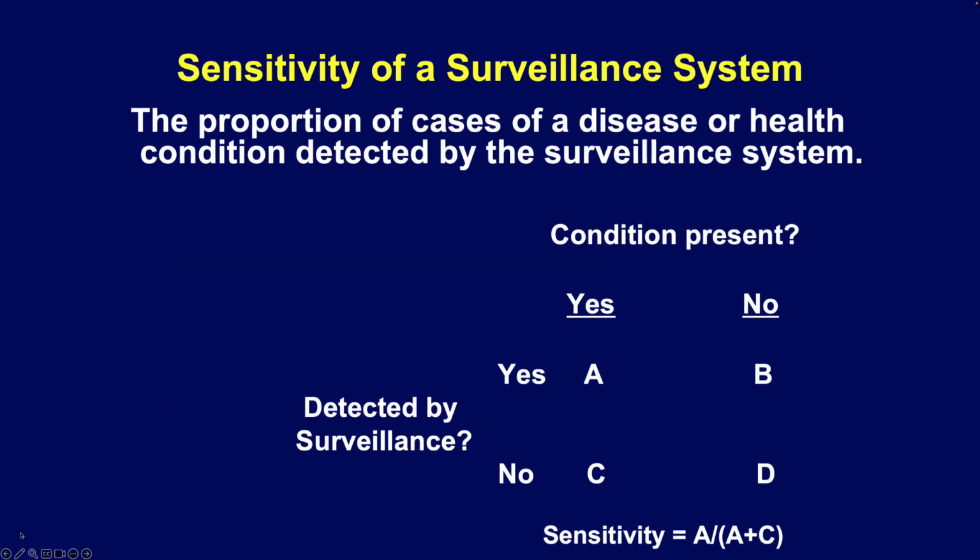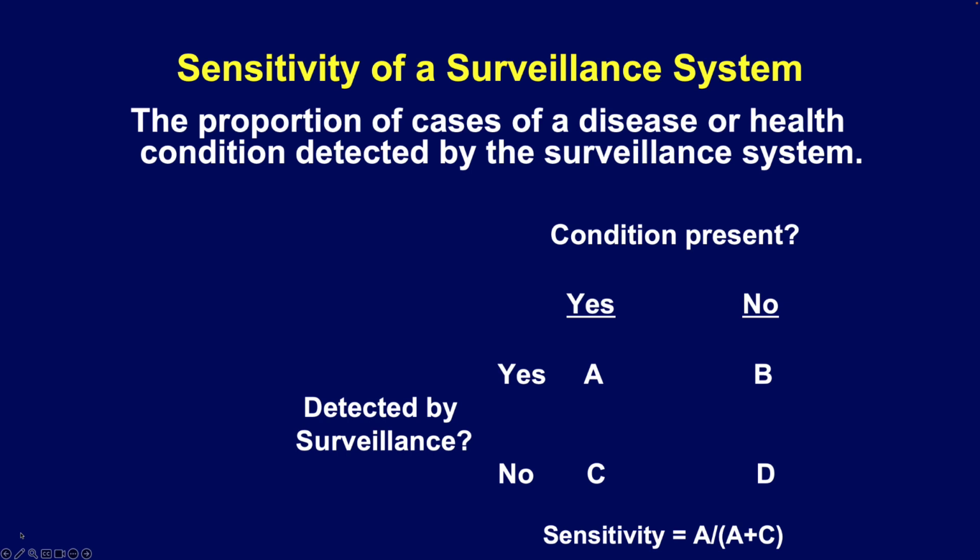You've already covered sensitivity and specificity and negative predictive value and positive predictive value as part of your early coursework, usually when discussing screening programs or diagnostic tests. But we can also apply these same concepts to surveillance systems. Formally, the sensitivity of the surveillance system refers to the proportion of cases of a disease or a health condition detected by the surveillance system.